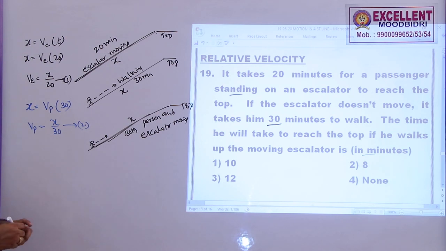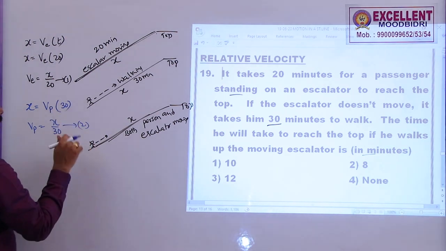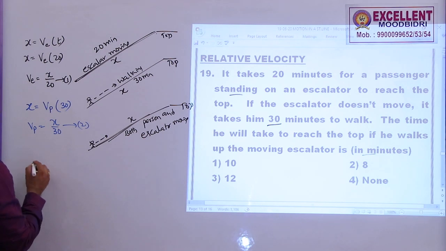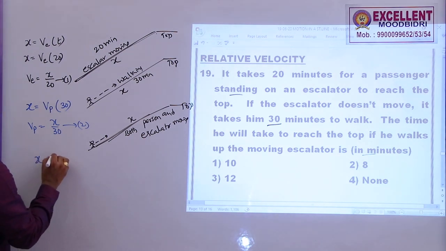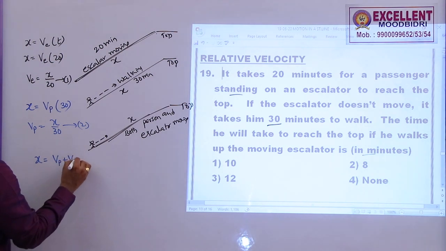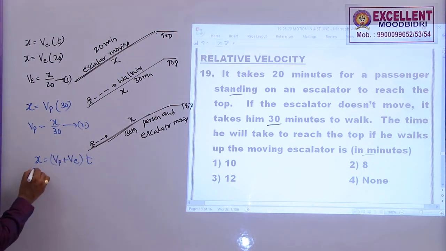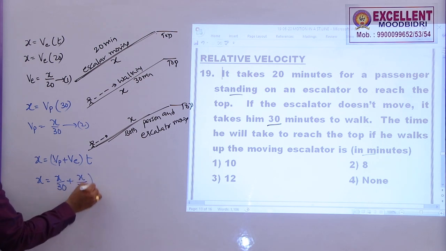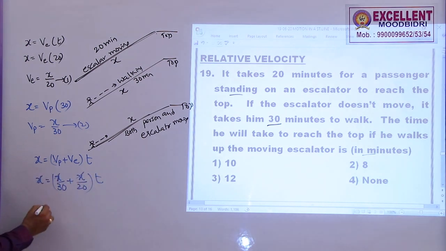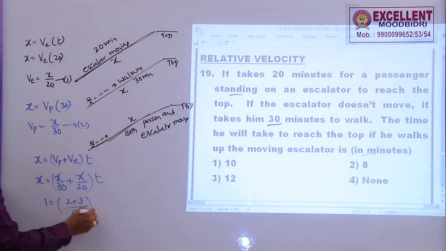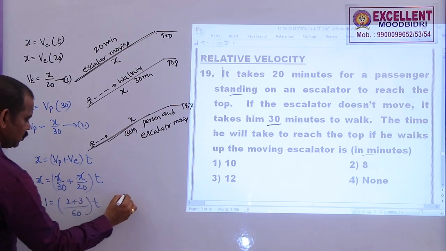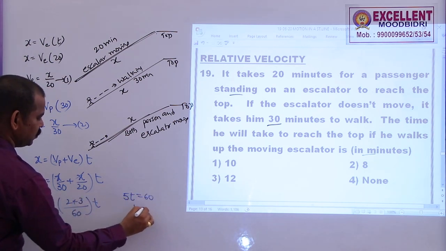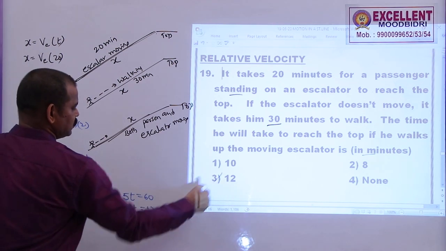Now, if both are moving, then we need to consider the relative net velocity, which is given by x is equal to velocity of person plus velocity of escalator into t. In place of x, I am going to write x only. Velocity of person, here I got x by 30, plus x by 20, into t. x gets cancelled. 1 is equal to 5 by 60 into t. So, 5t is equal to 60. So, t is equal to 12 minutes. So, the answer is third.